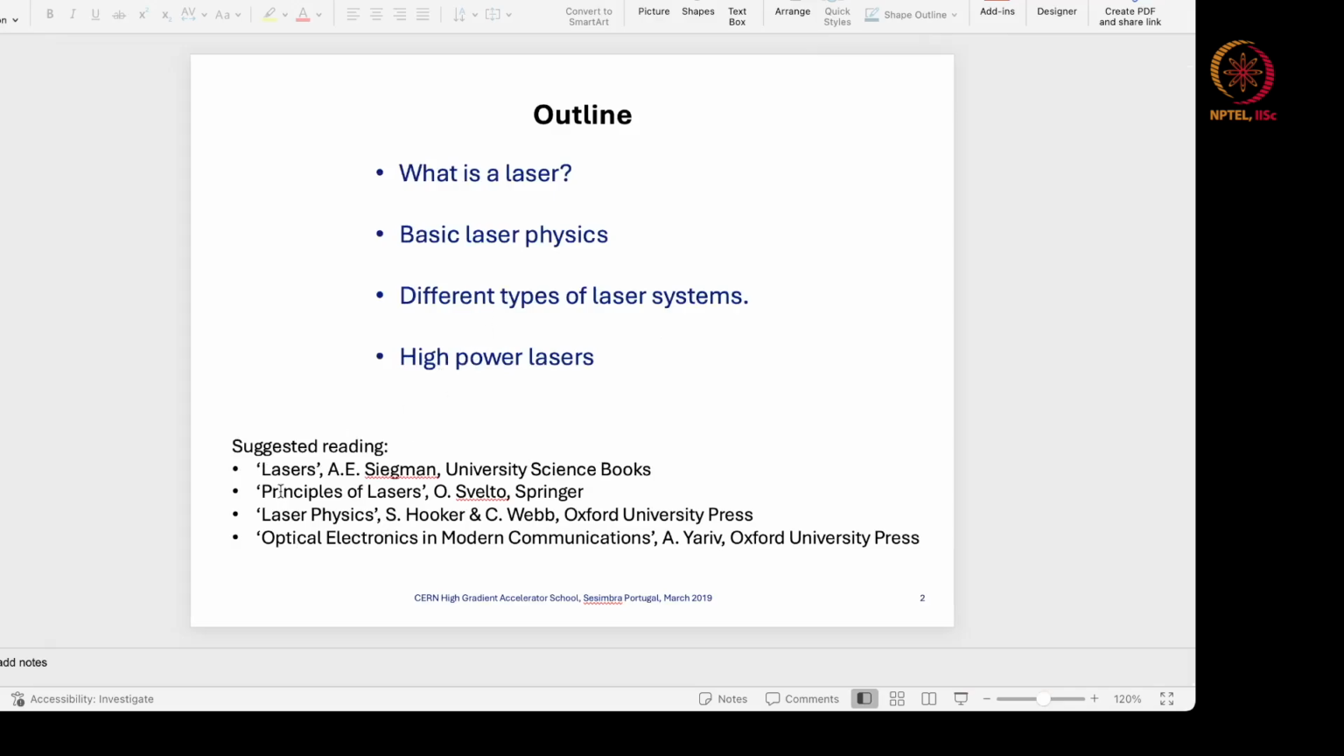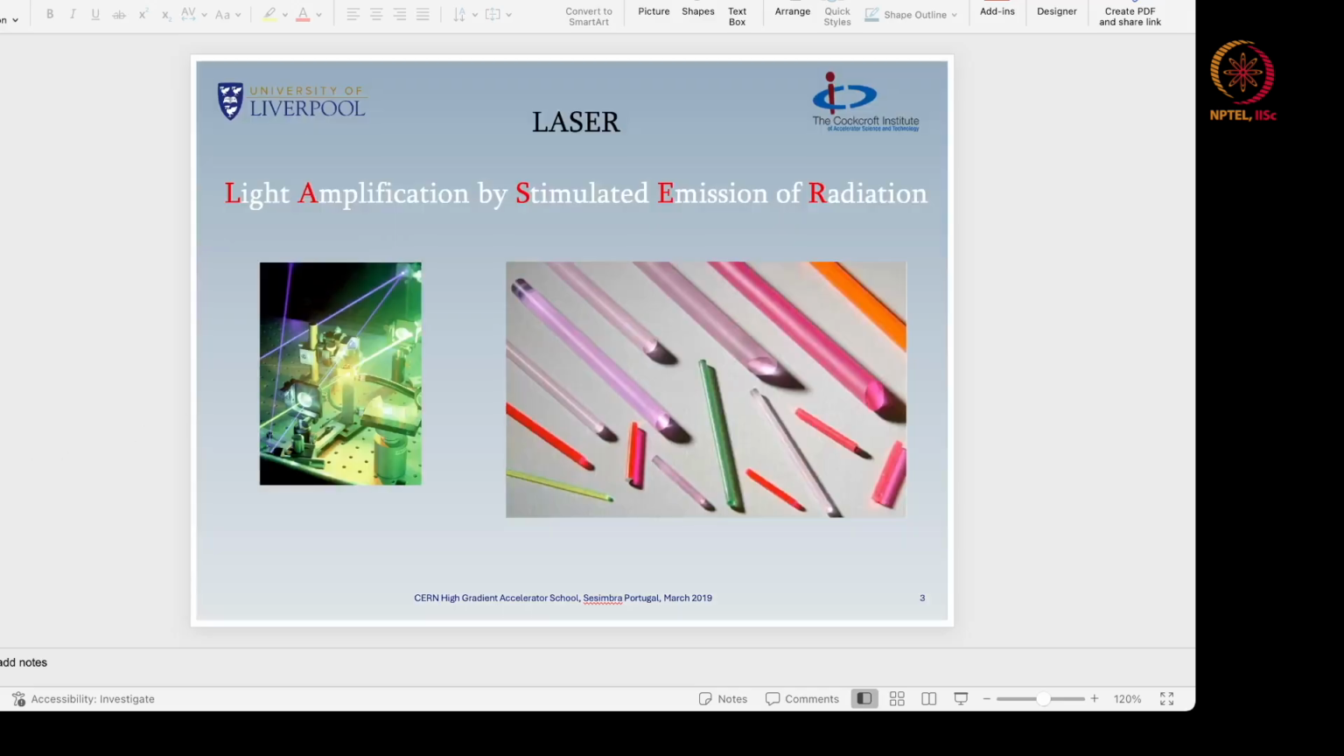These are some of the reference materials where you can see the different things, for example, lasers and principles of lasers, etc. We will cover what a laser is, the basic laser physics, and the different types of laser systems. Laser is the acronym for light amplification by the stimulated emission of radiation. We'll see what that means.